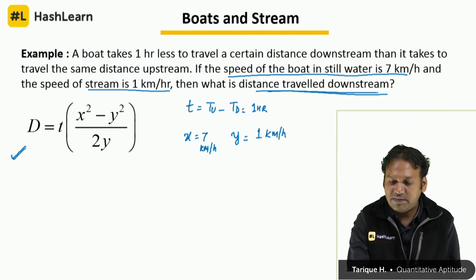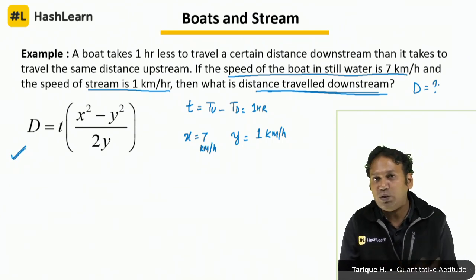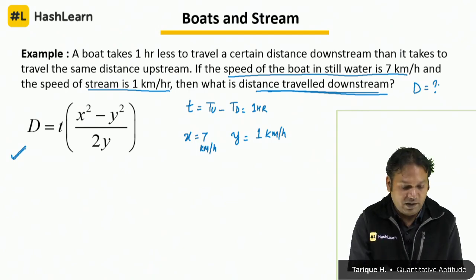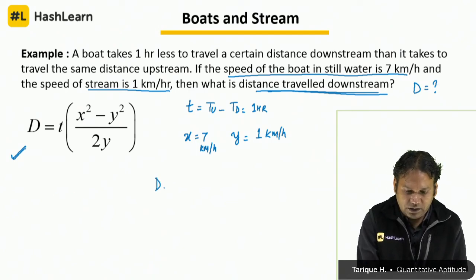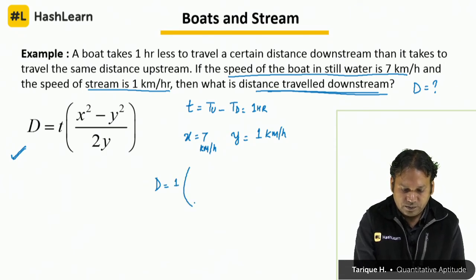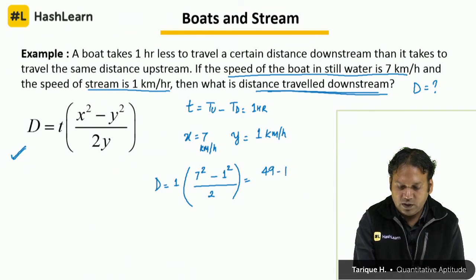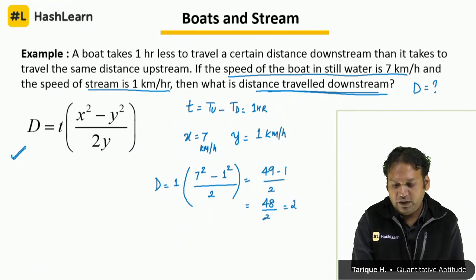Only distance travelled downstream. That means we only need to find d here, not total distance. We don't have to find 2d, just d. So all these things play a very important role while getting the answer. D equals t. First of all, let us substitute t here: 1 into x square, 7 square, minus y square, 1 square, by 2y. Y is 1, so 2y is 2. So basically that is 49 minus 1 by 2, 48 by 2, 24 kilometers, the distance downstream.